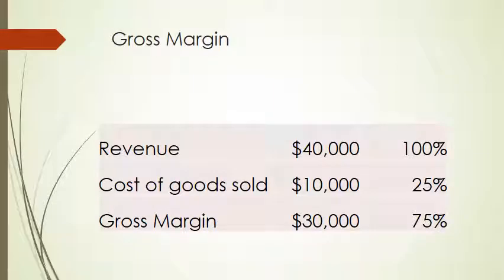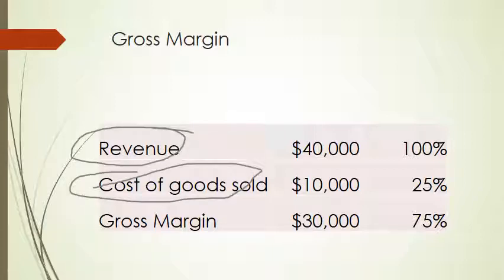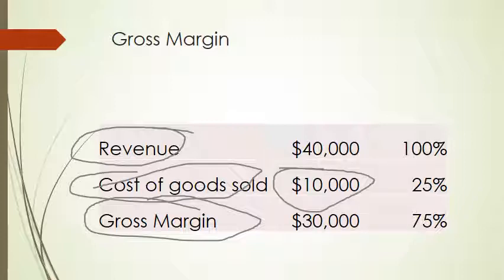So now we know why gross margin is important. What is it? Your gross margin is your revenue less your cost of goods sold. So here we see revenue minus our cost of goods sold equals our gross margin. In this example, we have revenue of $40,000, which is what we sold the product for. So that's what our customers gave us. However, it cost us $10,000 to buy the product. So to get our gross margin, we say 40,000 minus 10,000 equals 30,000. So that's our gross margin.